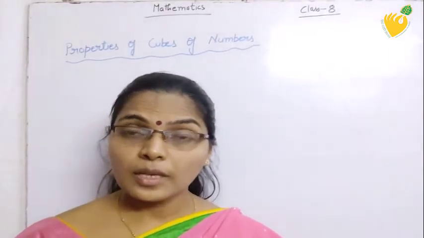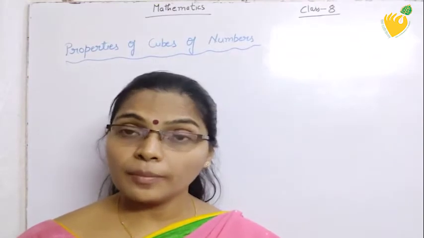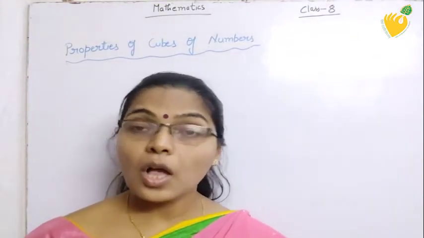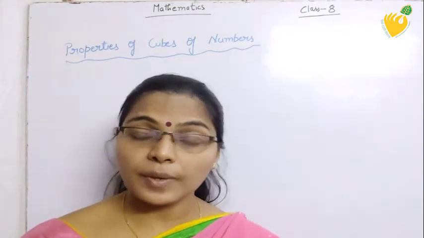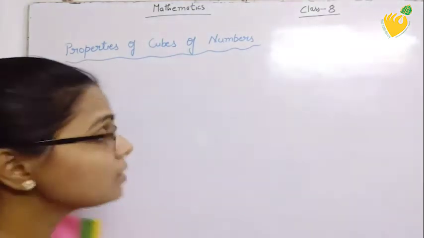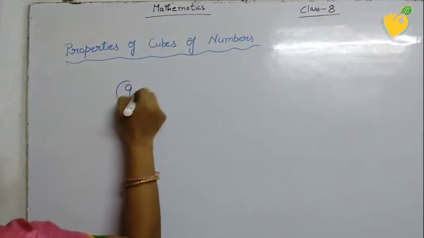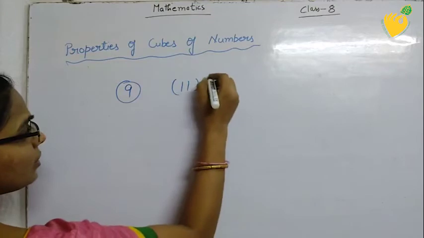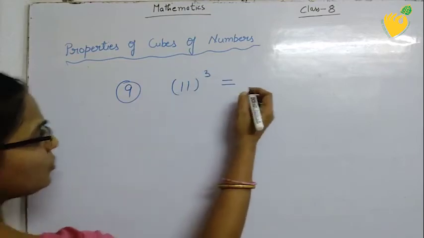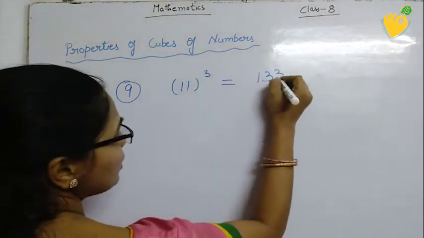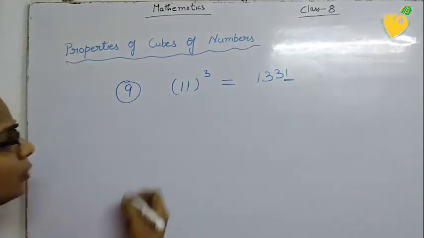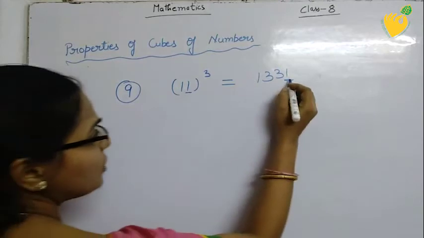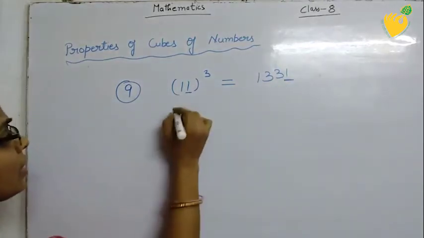Next property is, students, that the cube of the numbers ending with the digit 1, 4, 5, 6, 9 also ends with the same digits respectively. See how, students. Suppose any number is 11, and the cube of this will also end with 1. The number 11 ends with 1 and the cube of this also ends with 1.